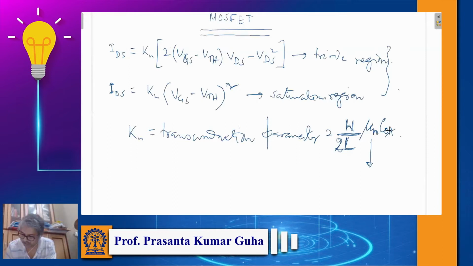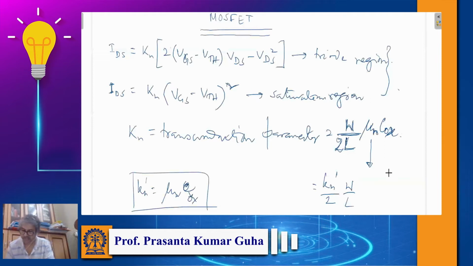Cox is the oxide capacitance per unit area, W is the width of the MOSFET, and L is the effective channel length. You will find another parameter in the book, particularly in Neamen's book. They have written it as Kn' by 2 W by L, where small Kn dash is equal to mu n Cox. This is just a different way of representing things. So these are the two equations we have come across in the last class.